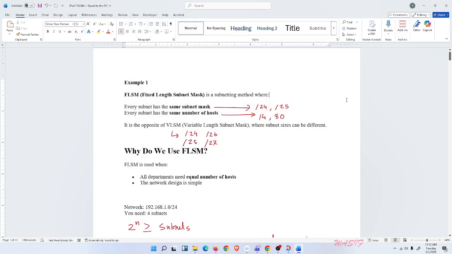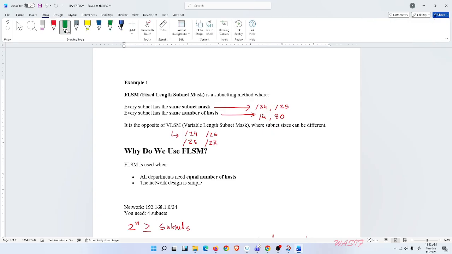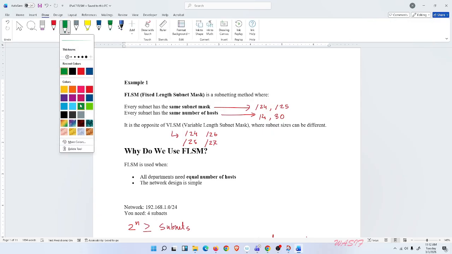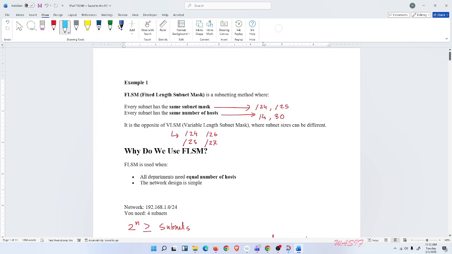Okay, FLSM, fixed length subnet mask. It is a subnetting method. Every subnet has the same subnet mask. Now look at here very carefully. What it says here, every subnet has the same subnet mask.